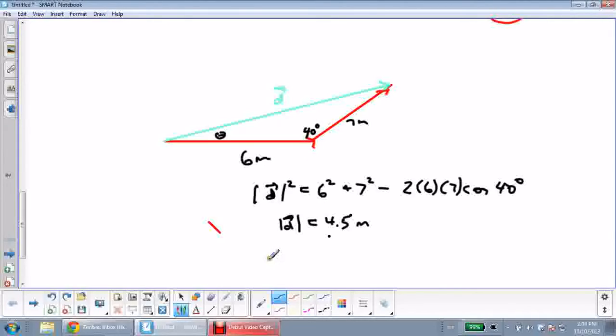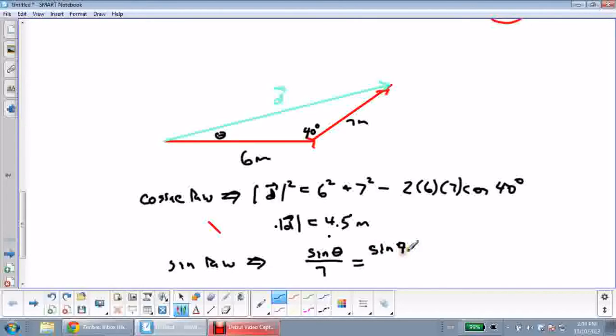I've got 40. I can then use, wait a second here, let me write down here that this is the cosine law. Right? Then I can use the sine law, which I'm hoping you remember from math, which would tell me that the sine of theta divided by the side across from it, which is 7, is equal to, now this is the pair I know, the sine of 40 degrees over 4.5.